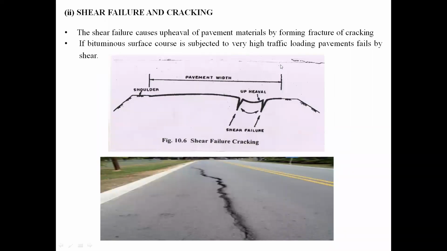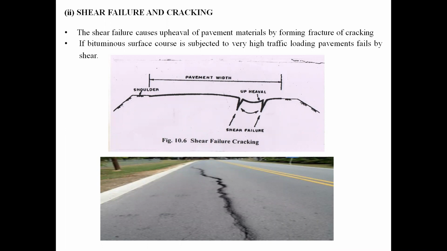Moving on to the second type of flexible pavement failure, that is shear failure and cracking. Generally, these are associated with inherent weakness of pavement mixtures, with shearing resistance being low due to inadequate stability or excessively heavy loading. The shear failure causes upheaval of pavement materials by forming fractures or cracking.